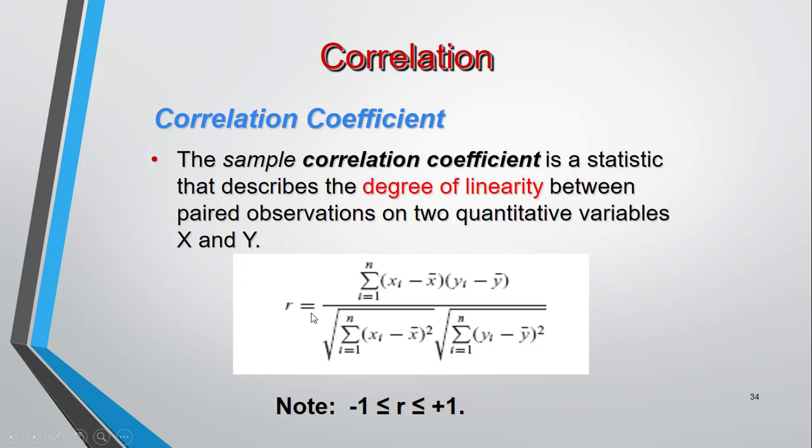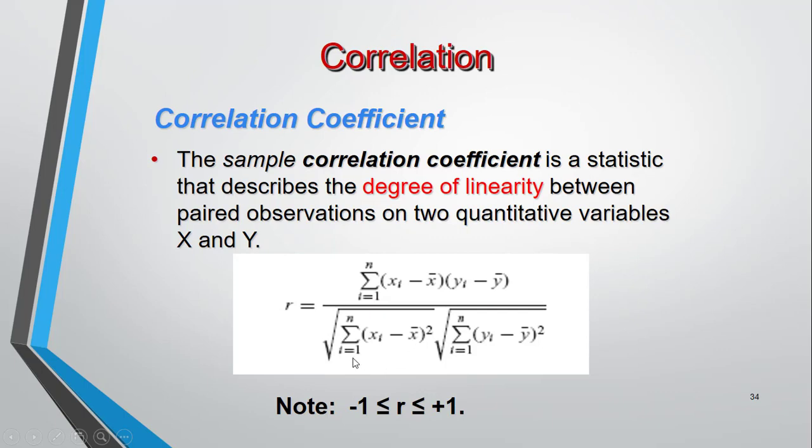So the correlation coefficient, or R, is calculated by this equation. Looks complicated? It's not. It's actually quite simple. How do we calculate this? Basically, you sum the product of the two. This xi minus x bar, where x bar is your sample average, and yi minus y bar, where y bar is the average of y. You have two variables, x and y. Xi minus mean, yi minus mean, multiply them, and then add together from the first one to the last one. That's the numerator.